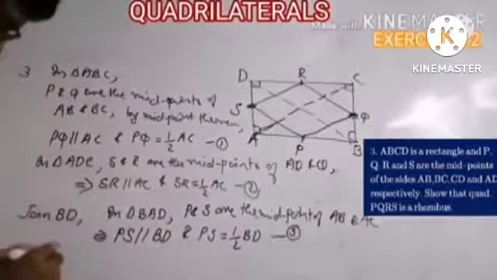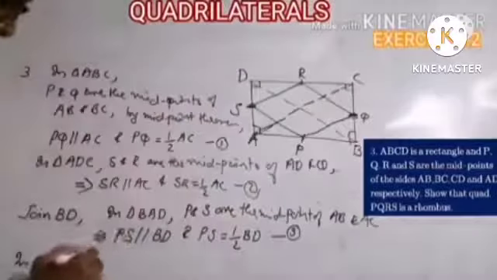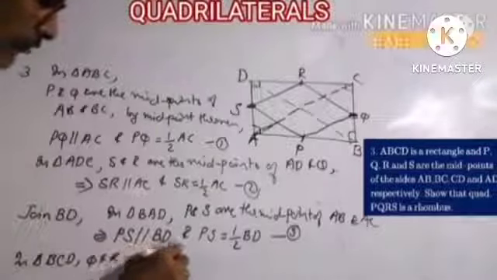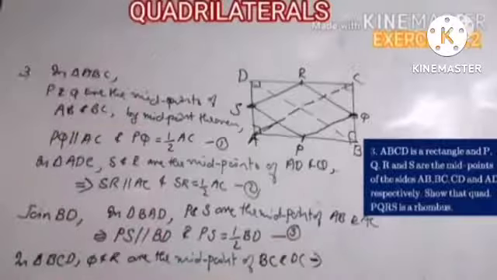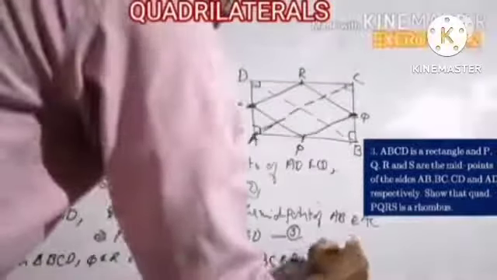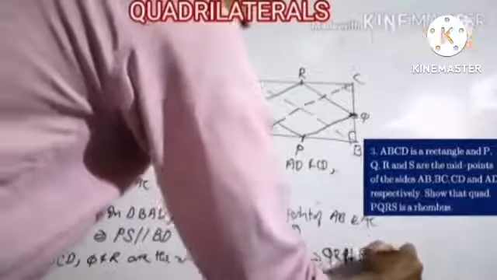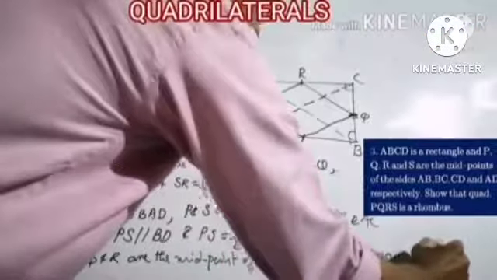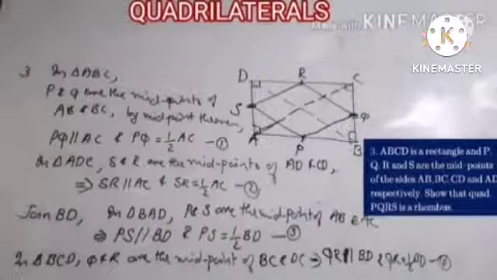Last step, in triangle BCD, which are the midpoints? Q and R. Q and R are the midpoints of BC and DC. By the midpoint theorem again, QR is parallel to BD and QR is equal to half BD. That is equation number 4.